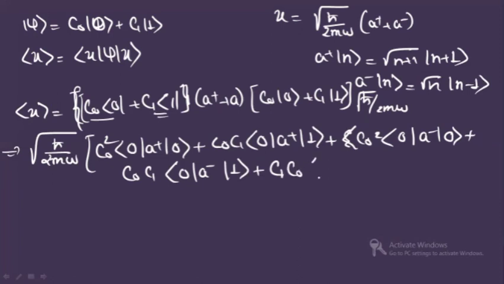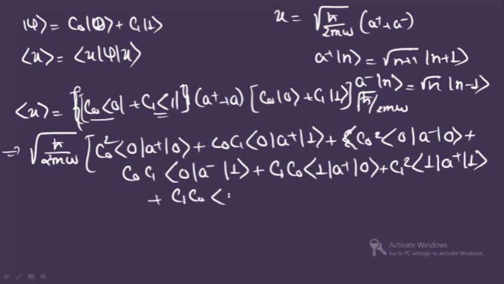So you will have C1 C naught ⟨1| raising operator |0⟩. Again you will have C1 square ⟨1| raising operator |1⟩. Next you will have C1 C naught ⟨1| lowering operator |0⟩ plus C1 square ⟨1| lowering operator |1⟩, and here you will have ⟨1|1⟩, right? C1 square is there.